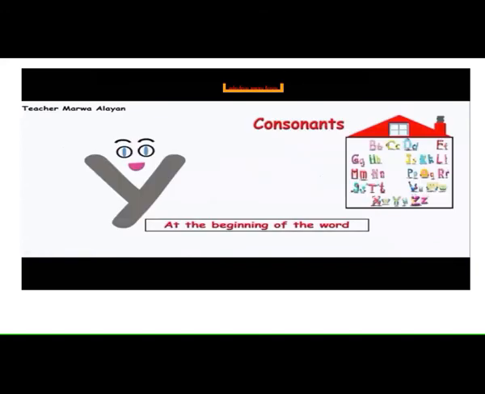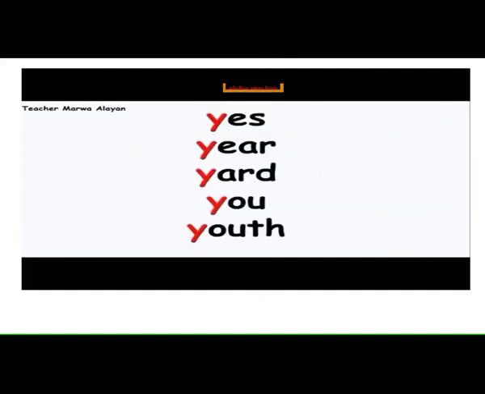The Y is a consonant when it comes at the beginning of the word, and its sound is ya. For example, yes, year, yard, you, youth. We have letter Y here. It comes at the beginning of the word, and here its sound is ya, and it is a consonant.